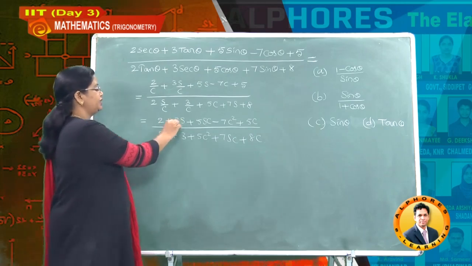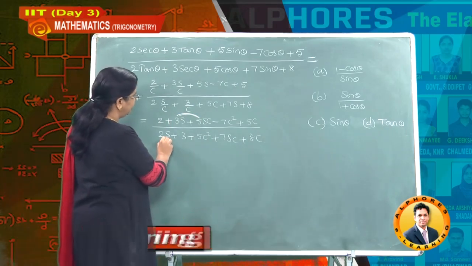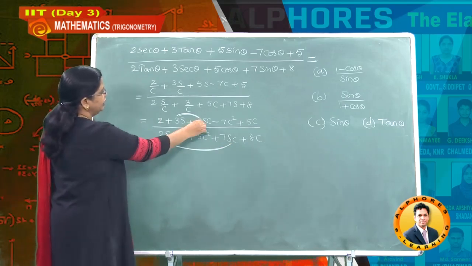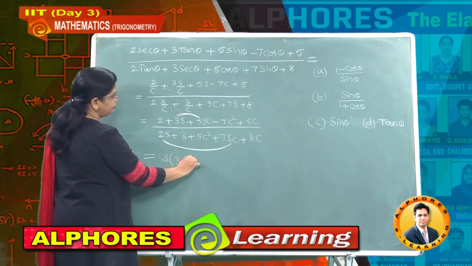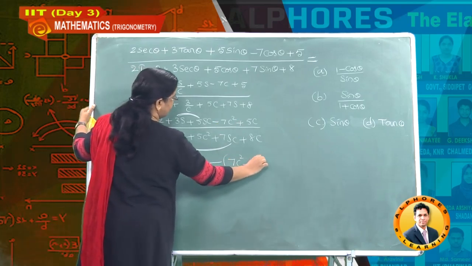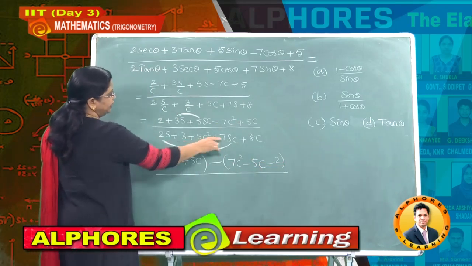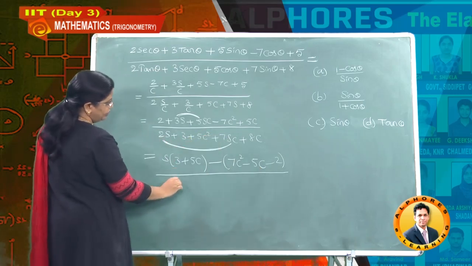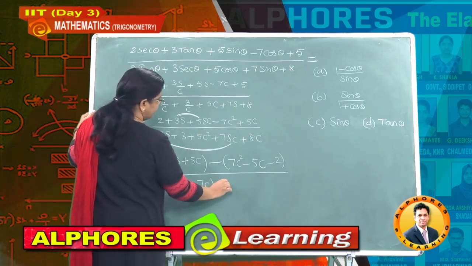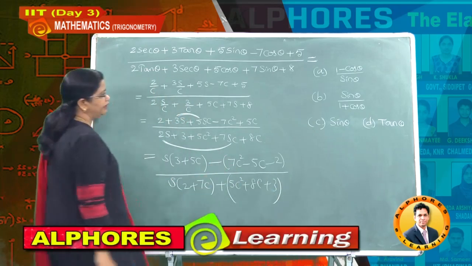After this, our observation is from these two terms you take sin common, and next from these two terms you again take sin common. If I take sin common, you will get here sin into 3 plus 5 cos, and here I will take minus common, 7 cos square minus 5 cos minus 2, whole divided by the denominator. Again from these two terms take sin common, so sin into 2 plus 7 cos, and next value this is plus 5 cos square plus 8 cos plus 3. So this is the leftover value we got.